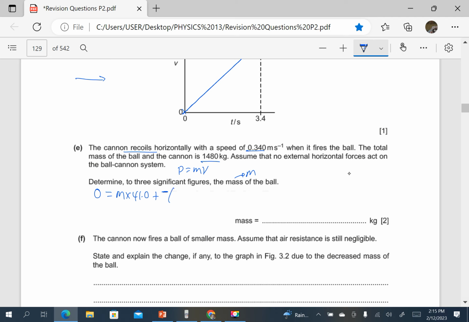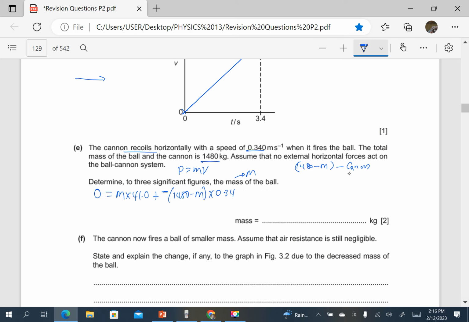If the mass of the ball is m, then the mass of the cannon is going to be 1480 minus m. This is the mass of the cannon, because their total mass is 1480. So this will be 1480 minus m times the velocity, which is, they say, the speed of the cannon when it recoils, 0.34. So that is times 0.34. So that is total momentum after.